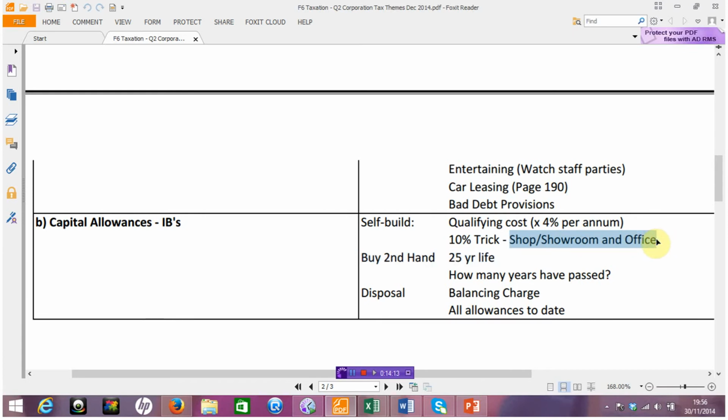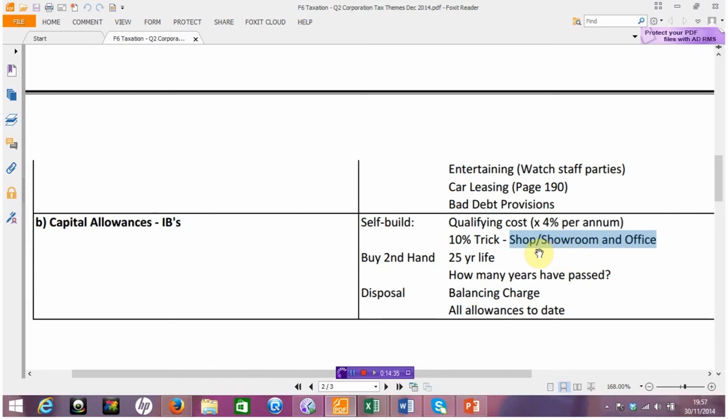In other words, this area where we have to compare the value of the shop and the showroom to this 10% of the underlying cost. Yeah, and if it's more, then they're excluded. If it's less, then they can be included, therefore increasing the qualifying cost. So do look at that quickly if you can.